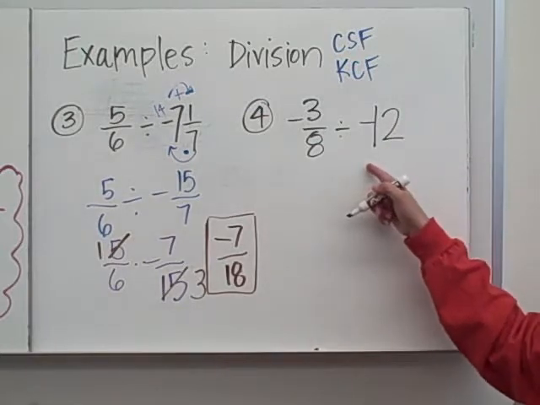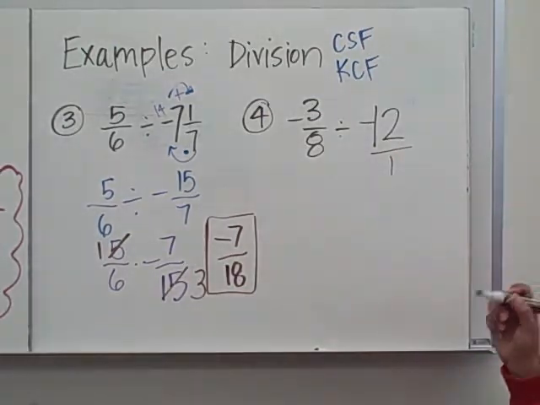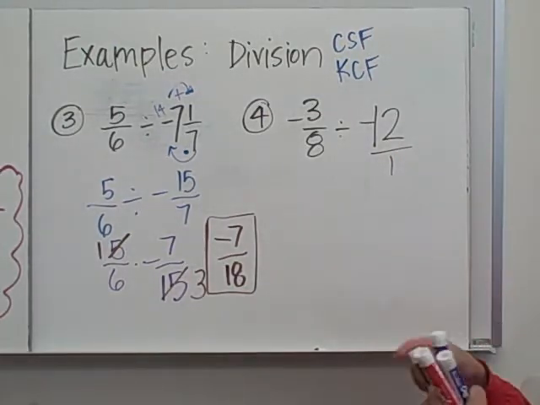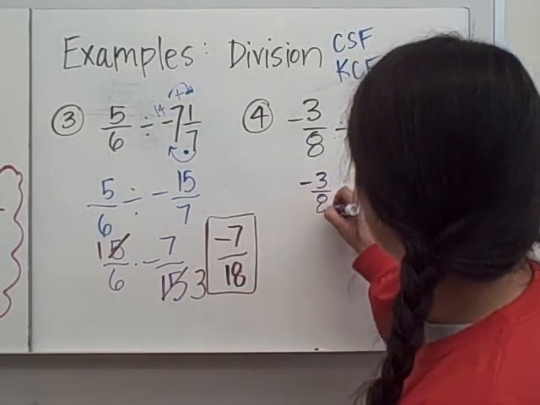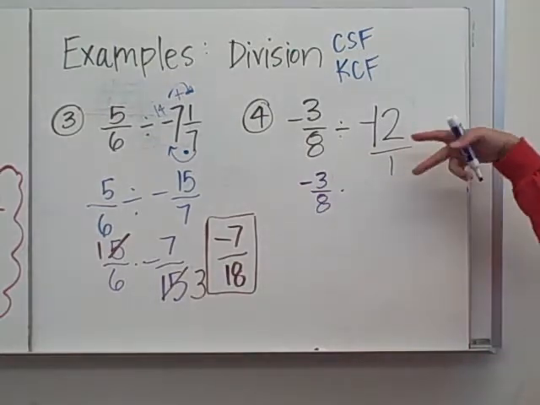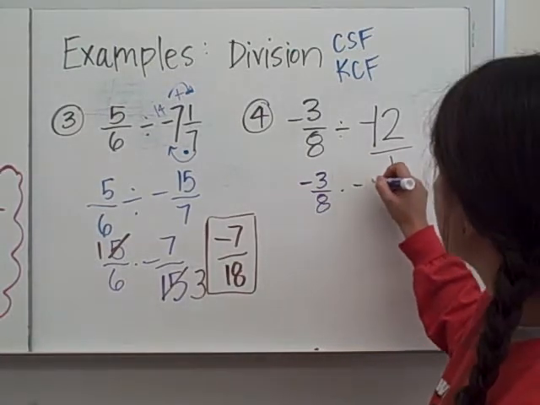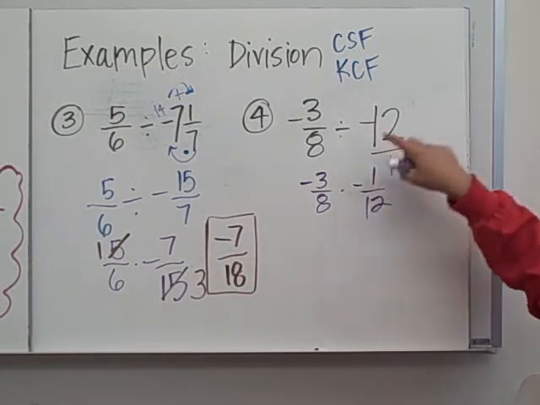Here's another one. I have a whole number, so I want to put that over 1. And then I'm going to copy down the first fraction. Going to switch my division to a multiplication, and I'm going to flip. So it's negative 1 over 12. Notice I kept the negative, and I flipped it.